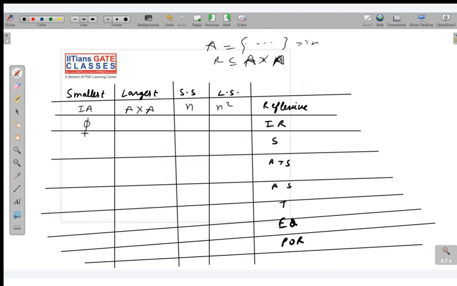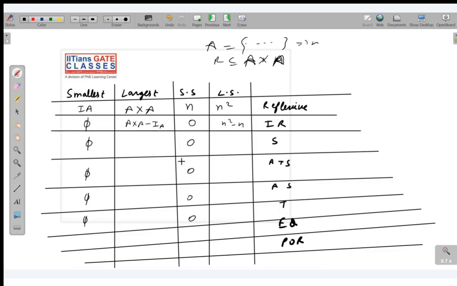Irreflexive smallest is the empty relation phi. For reflexive, empty was not the smallest, because self loops should be there. It is a non-empty set. So now without wasting our time, I will simply say smallest, everything will be phi till transitive. Any doubt? Okay. So smallest is this. Now largest. For irreflexive, self loops should not be there. So the largest will be A cross A minus IA. So smallest size will be 0 everywhere, no doubt. Largest size will be n square minus n.